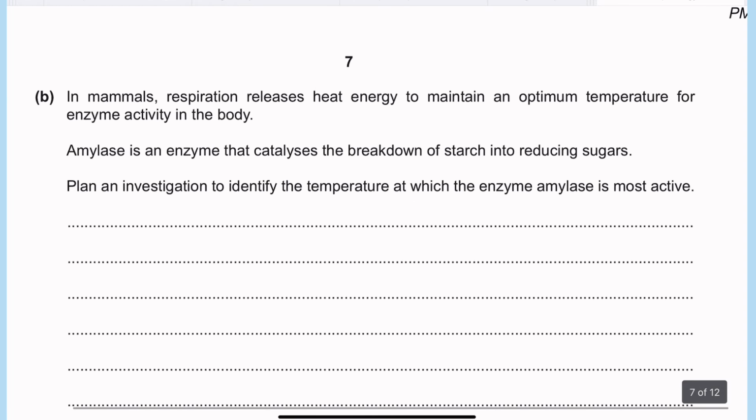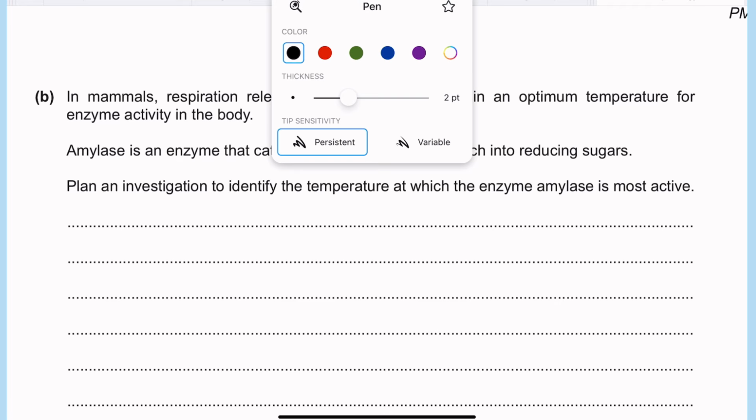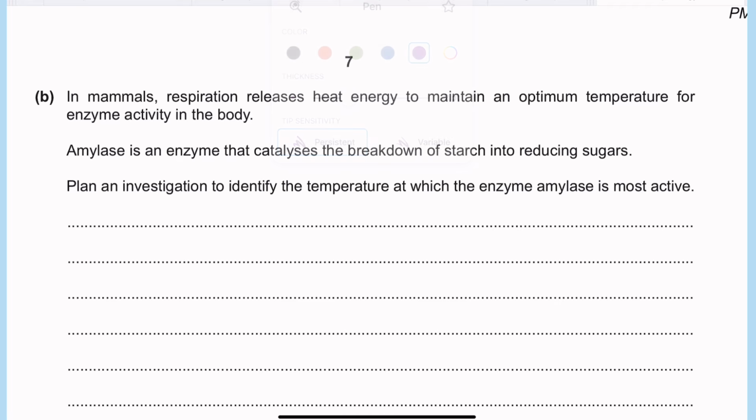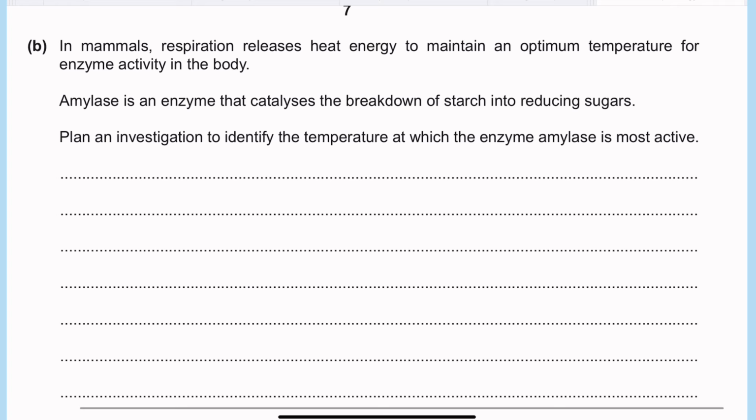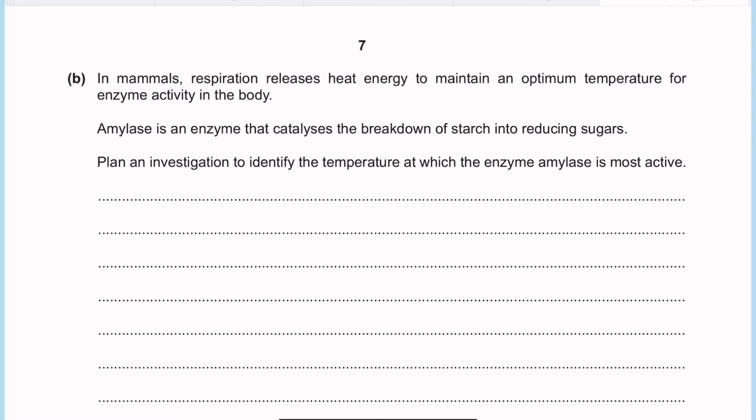Now, in mammals, respiration releases heat energy to maintain an optimum temperature for enzyme activity in the body. Amylase is an enzyme that catalyzes the breakdown of starch into reducing sugars. Plan an investigation to identify the temperature at which the enzyme amylase is most active. Okay, so this is your design-the-experiment type of question. For this, you would need to start by identifying your independent and dependent variables.